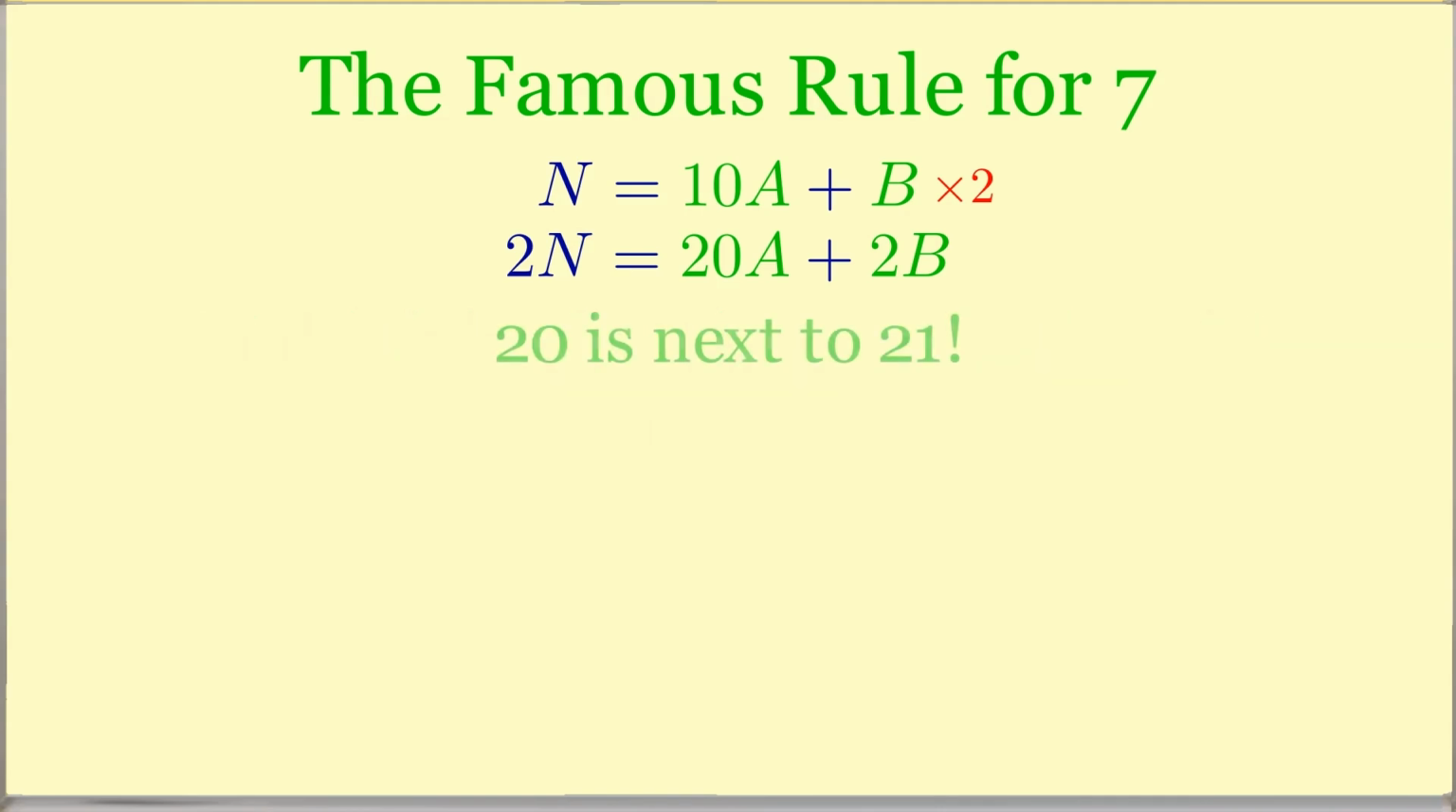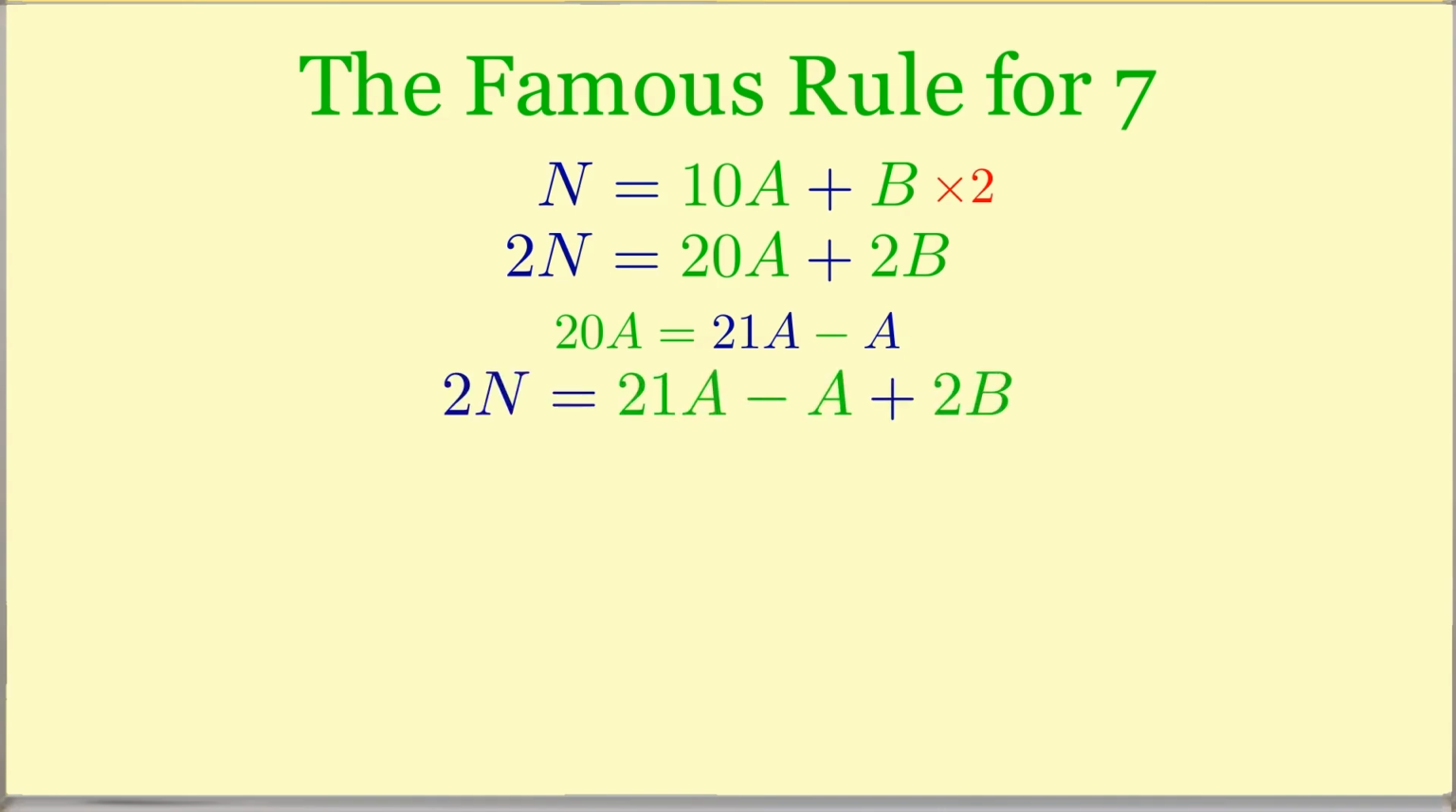And why in the world did we do this? Because 20 is sitting right next door to 21, and 21 is a perfect, beautiful multiple of 7. Because we are always looking for giant chunks to throw away, we can use a clever rewrite. We can split that 20a into 21a minus 1 single a. Let's substitute that back into our scaled-up equation. Our expression is now 21a minus a plus 2b.